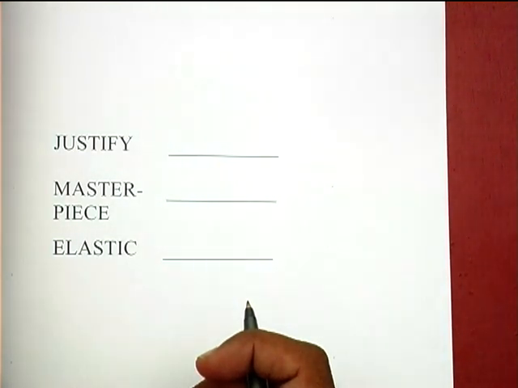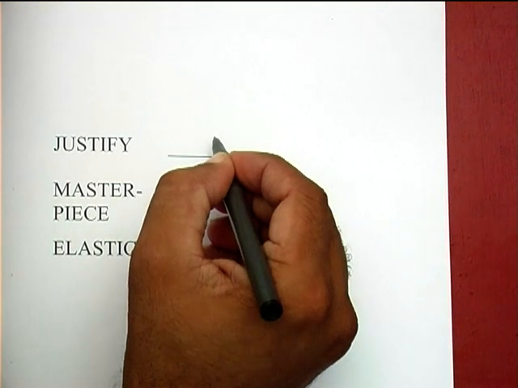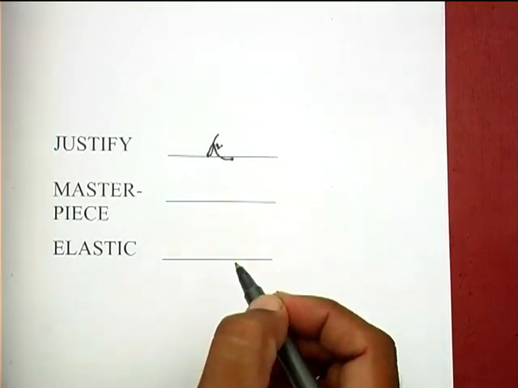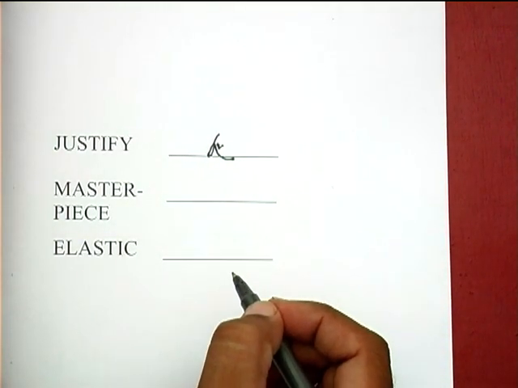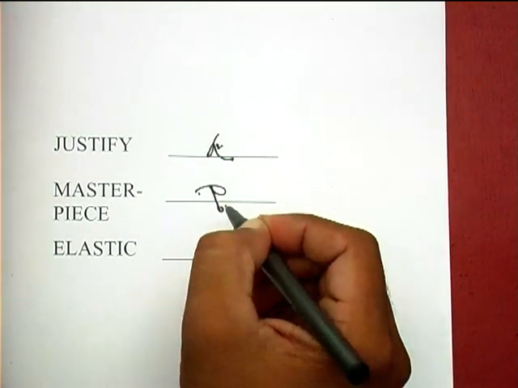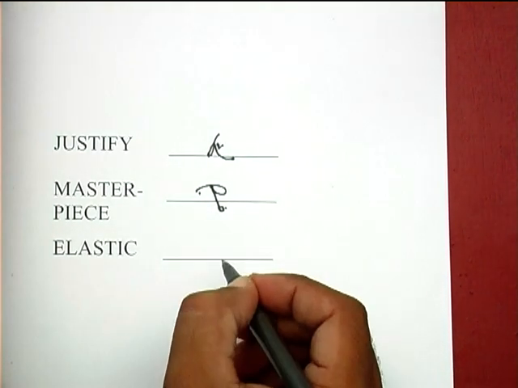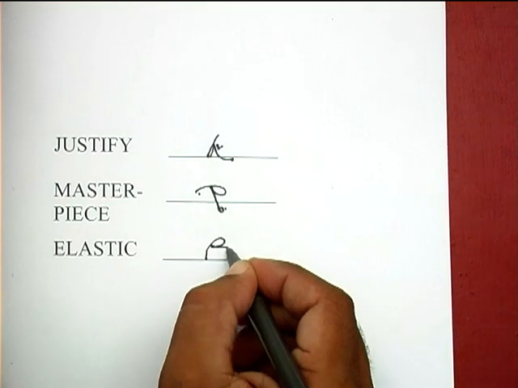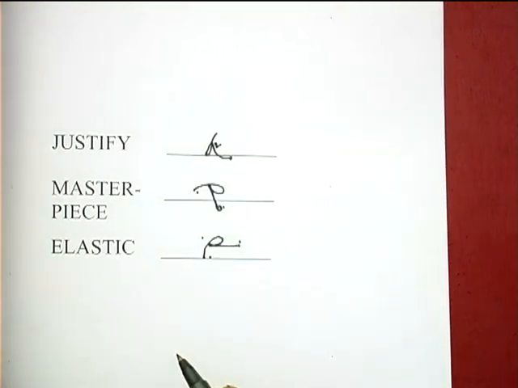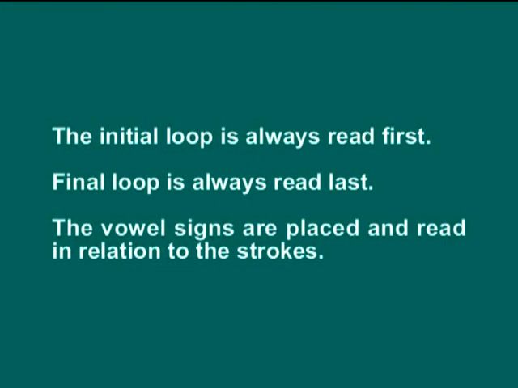The loops can be drawn medially only where good joining results, otherwise the full stroke should be used, like in the following words: justify, masterpiece, elastic. The initial loop is always read first, the final loop is always read last, and the vowel signs are placed and read in relation to the strokes.